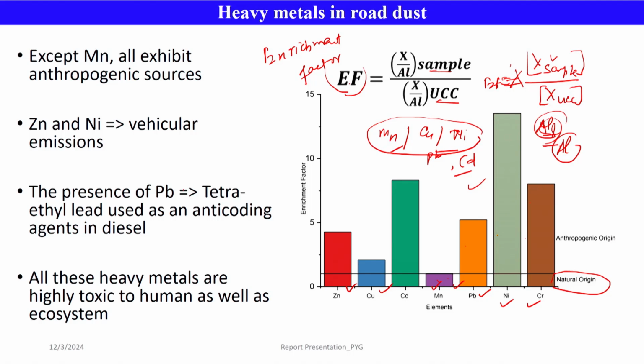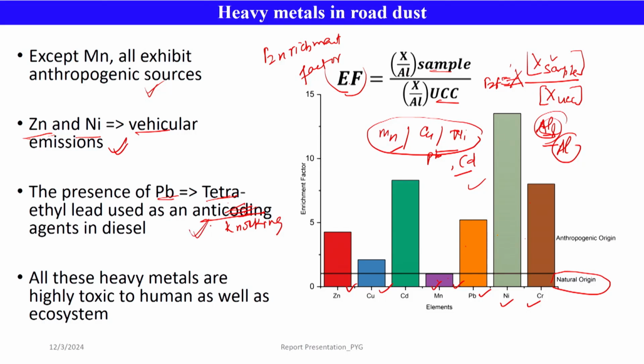One important thing here is that zinc and nickel, we usually use as vehicular emission source tracers. Except manganese, almost all the elements show anthropogenic emissions, and then you see the lead is also there. This lead was initially there because we were using tetraethyl lead as an anti-knocking agent in vehicles.